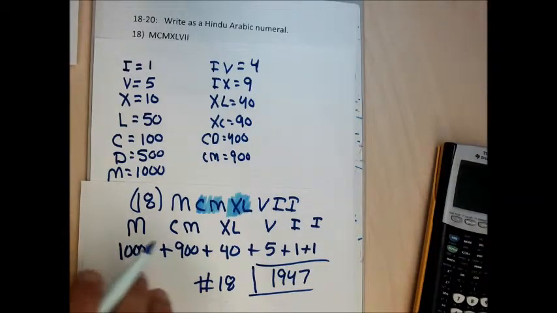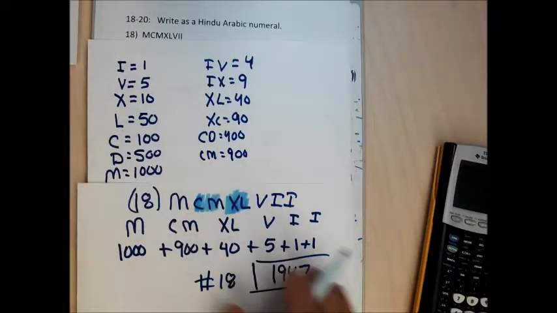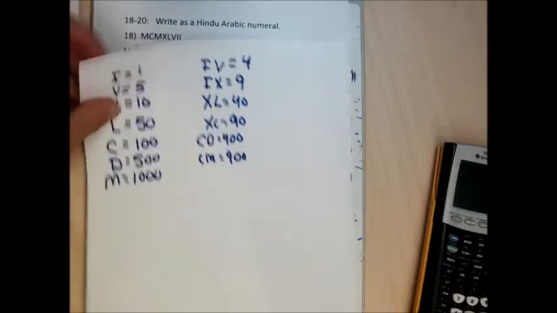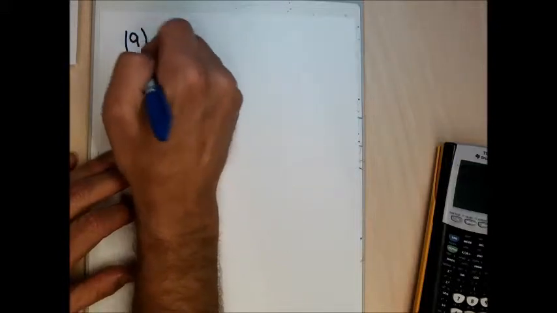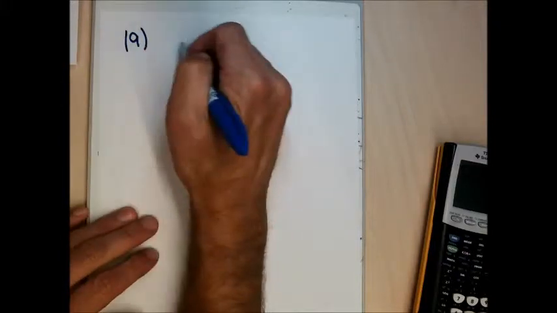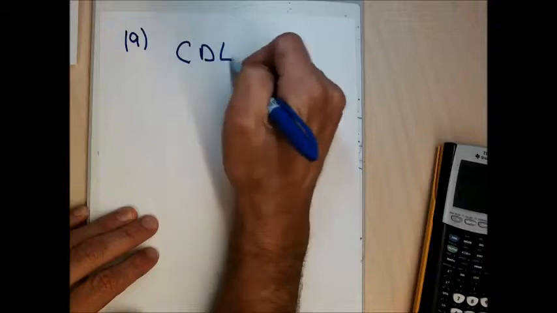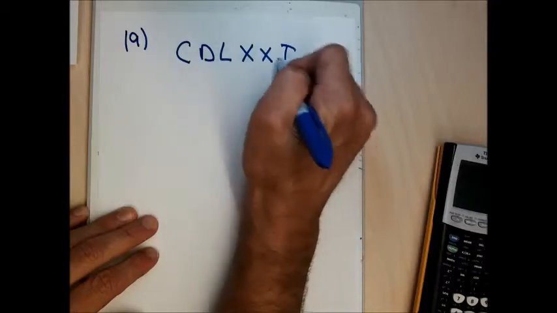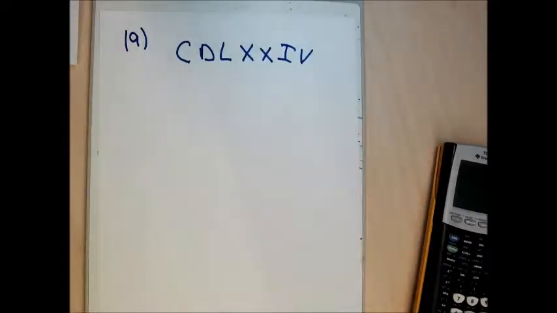For number 19, I'm going to use the same... Oh, I'm getting a mess here. Let me try to get organized real quickly. Number 19 wants me to take the Roman numeral CDLXXIV and write it as a number.